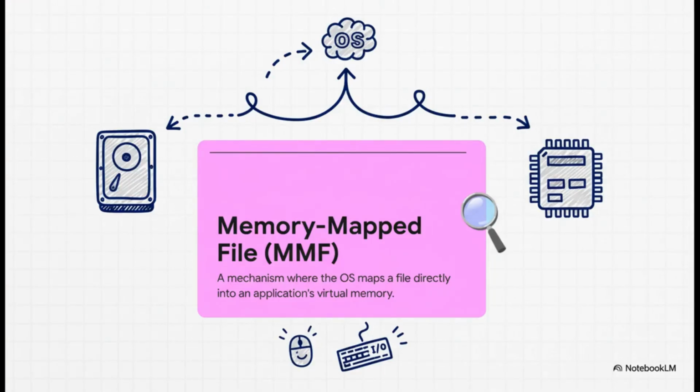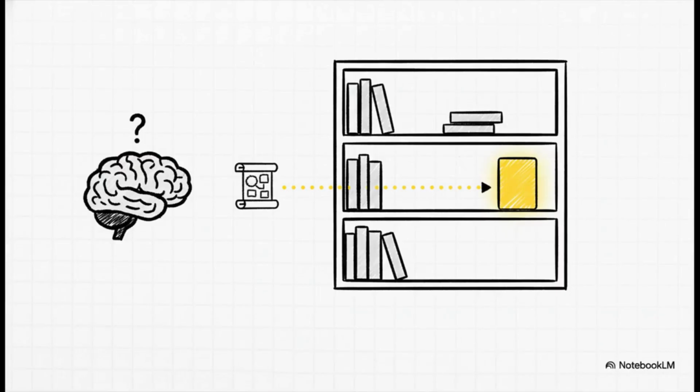Well, a memory-mapped file, or an MMF, is basically a really clever trick. You tell the operating system, hey, see this file on my disk? I want you to pretend it's already part of my application's memory. And this is the absolute key. Instead of going to the kernel librarian and asking him to go fetch a book and bring you a photocopy of a page, you're asking for a map of the library itself. You get a direct pointer, a direct address to where that information lives, and you can access it like it was in your hands the whole time.